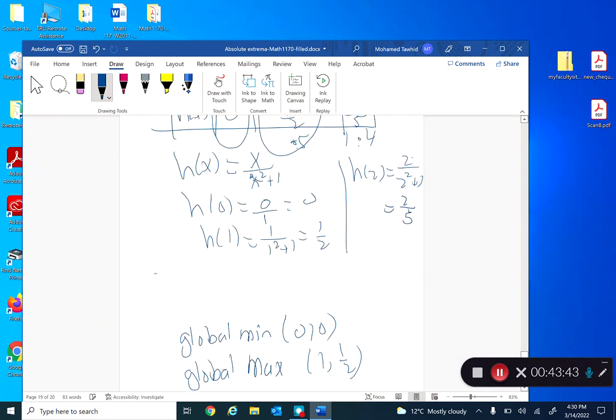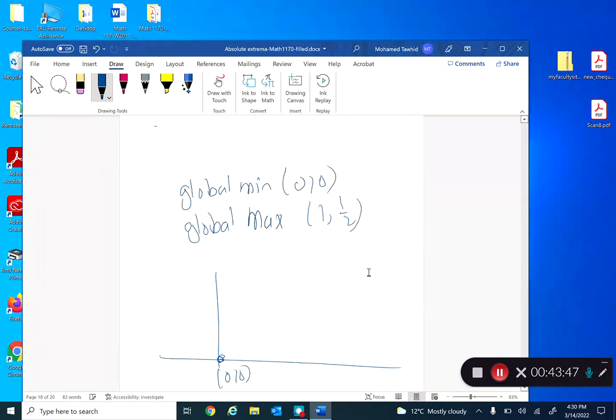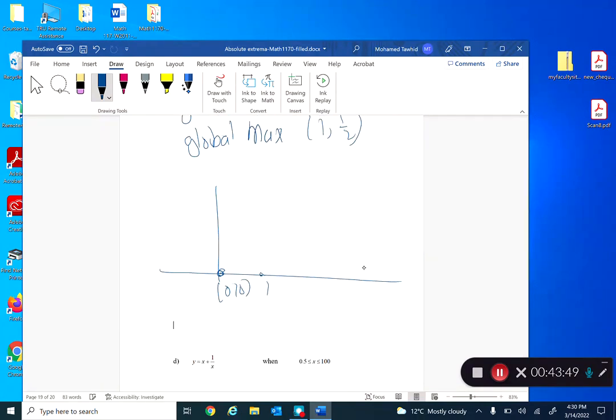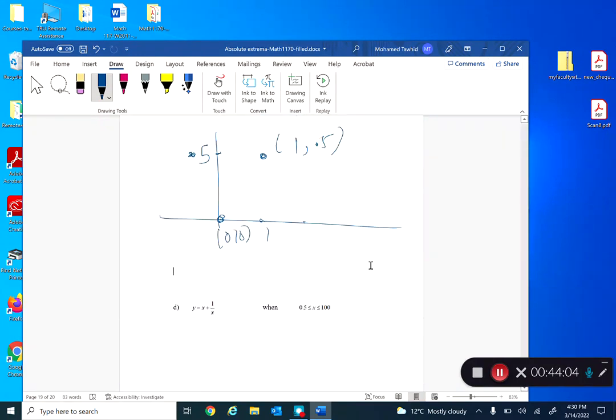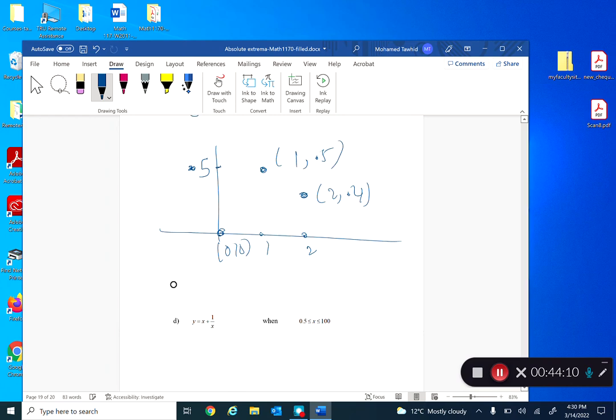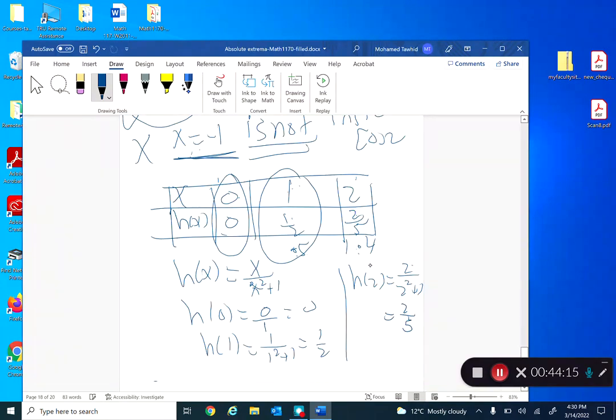And now let's look at this. You have 0, 0, and when x equals 1, that is 1 here. Then you have 0.5, maybe I just scale that. So this one here is 1.5. Then when x equals 2, you have 2 over 5. So 2 here, then you get 0.4. So that is 2 and 0.4, right?